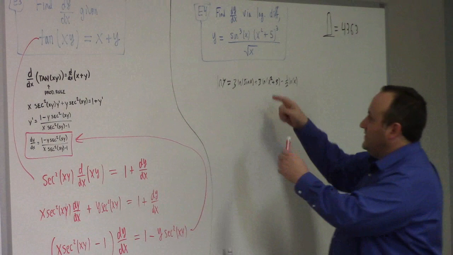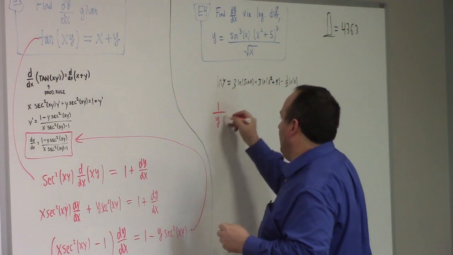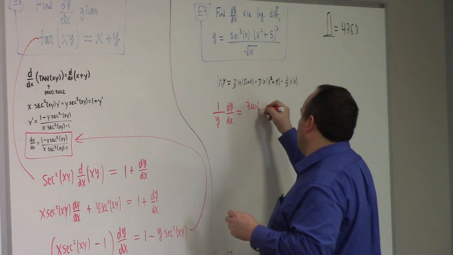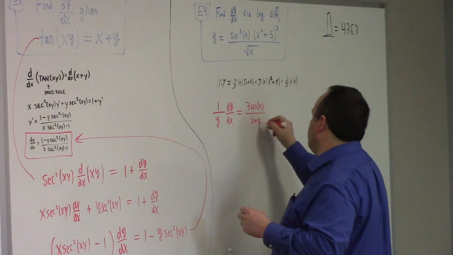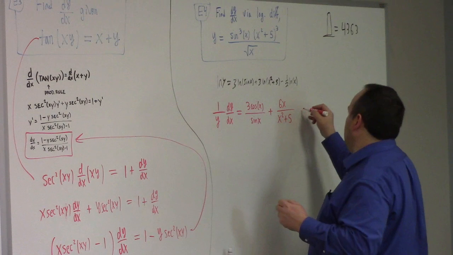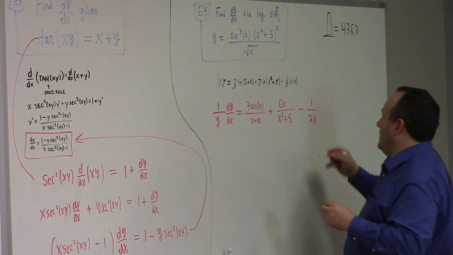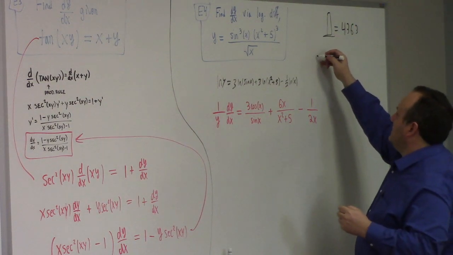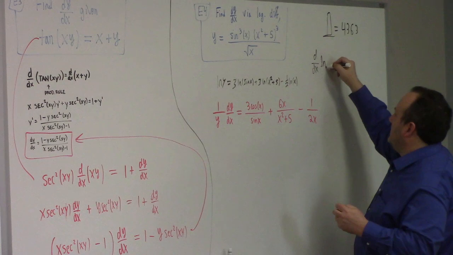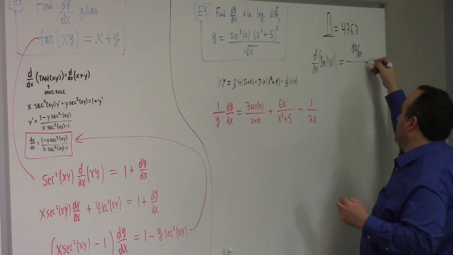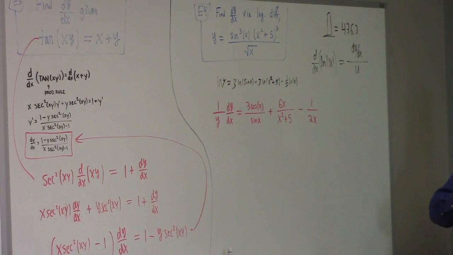So differentiating this, we have 1 over y dy dx is equal to 3 cosine of x over sine x plus 6x over x squared plus 5 minus 1 over 2x. The rule I'm using to form those differentiations is the chain rule for the log, which looks like this. d dx of the natural log of u is equal to du dx upstairs divided by u. So I use that chain rule over and over again in my log differentiation.